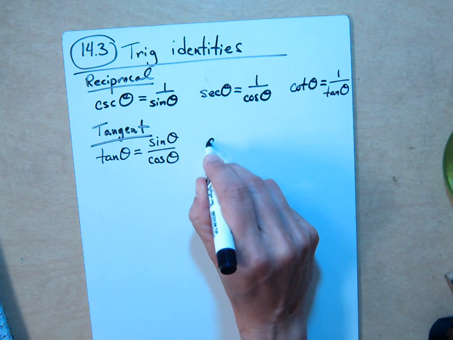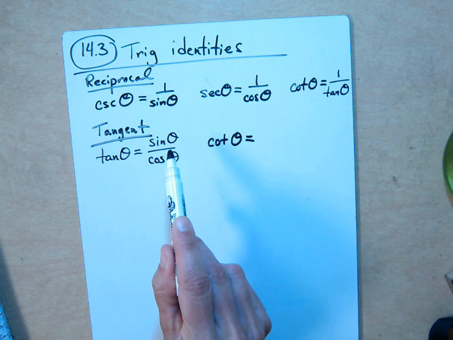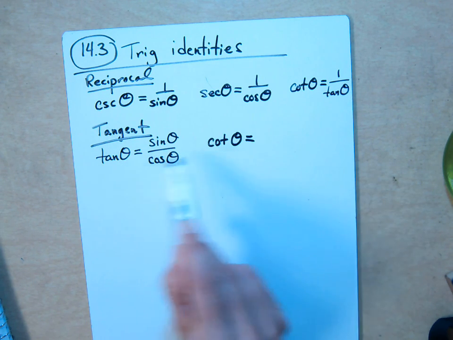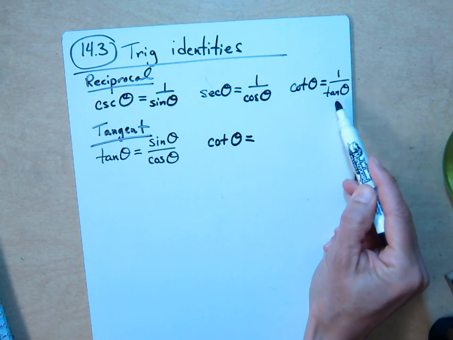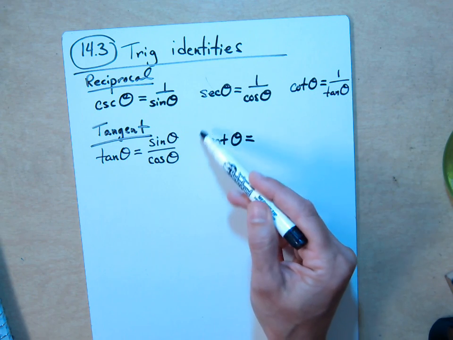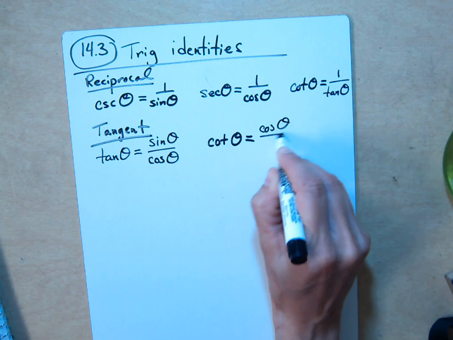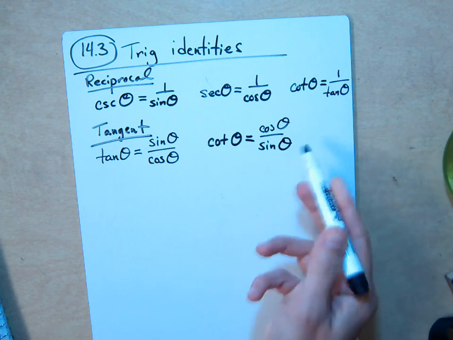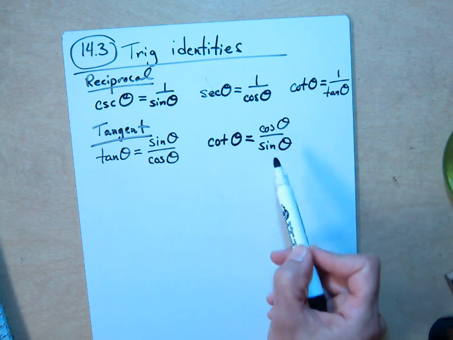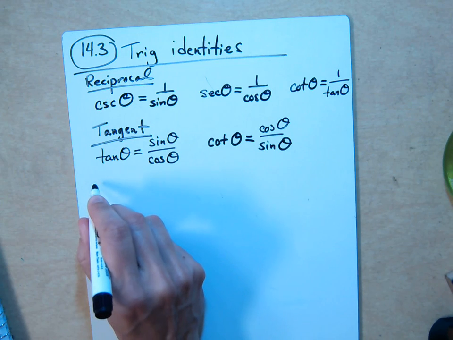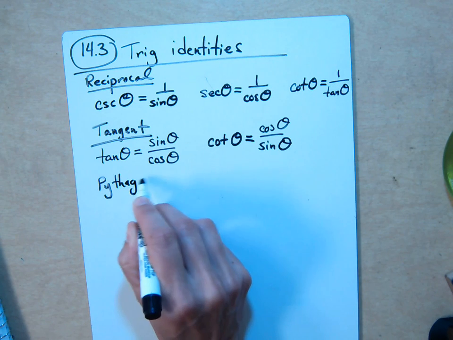And then the cotangent is 1 over the tangent. Since the cotangent is the reciprocal of tangent, we would just take the reciprocal of this. So the cotangent is the cosine of the angle over the sine of the angle. It's just the reciprocal. So when you see cotangent in an expression, you would replace it with cosine over sine. Now, the last set of identities is the Pythagorean identities.